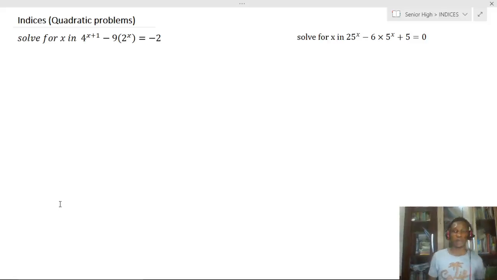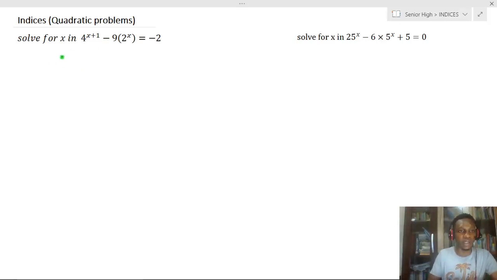Hello class. There are certain problems in indices that are not just straightforward. You have to apply the quadratic method of solving in that initial question. I wanted to round up indices and quadratic equations with this kind of example. We have to solve for x in this particular question and also this one. I'm going to do one, then I will leave the other one for you to do as your take-home assignment. Okay, let's start with this particular question.